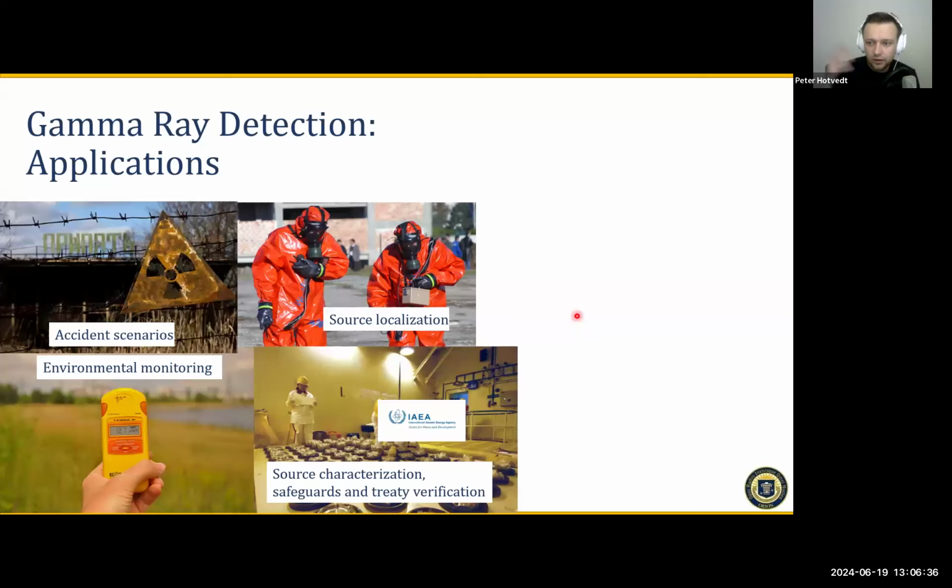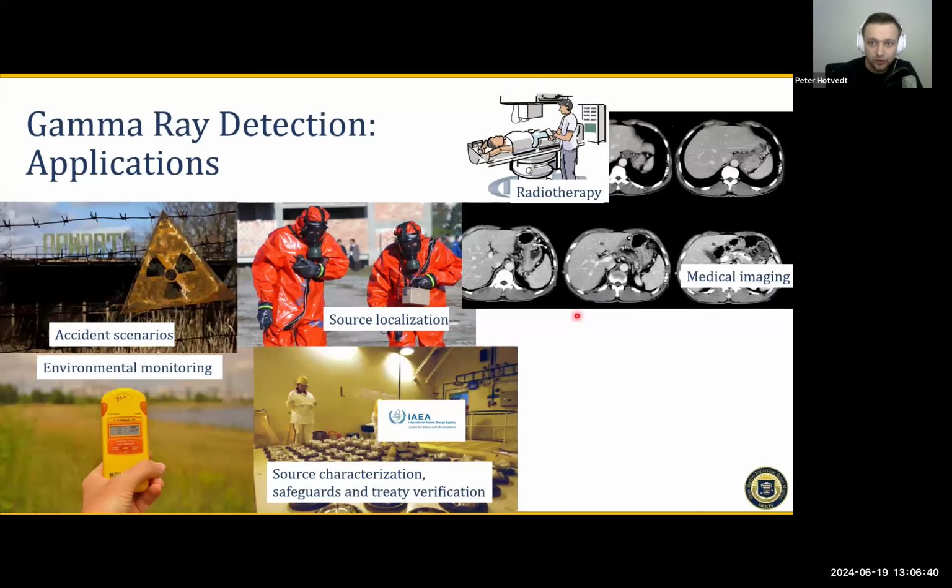But global safety and security is not the only reason you would measure gamma rays. You can also use them for medical applications, like in radiotherapy and in medical imaging. When you get an X-ray at the dentist or something, or a CT scan, you're doing radiation imaging, and that's done through using gamma rays.